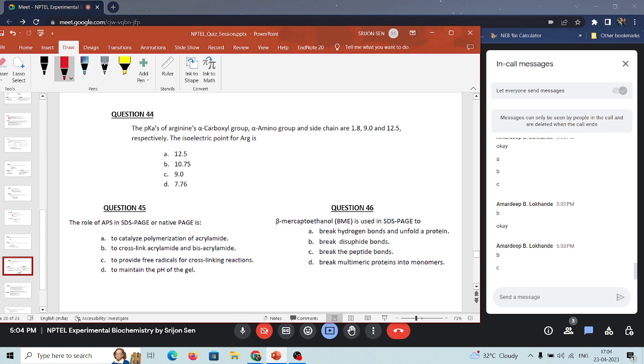Okay. Question number 44. The pK values of arginine's alpha carboxyl group, alpha amino group and side chain are 1.8, 9 and 12.5. The isoelectric point of arginine is. This you can do mentally. So, what is going to be the answer?